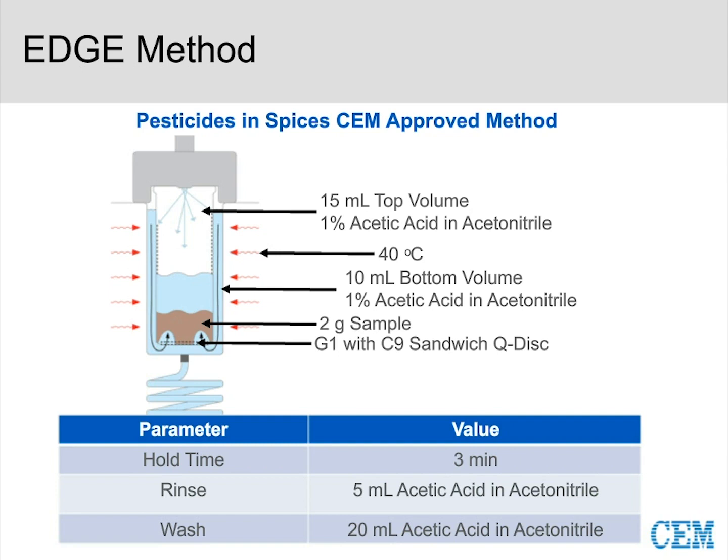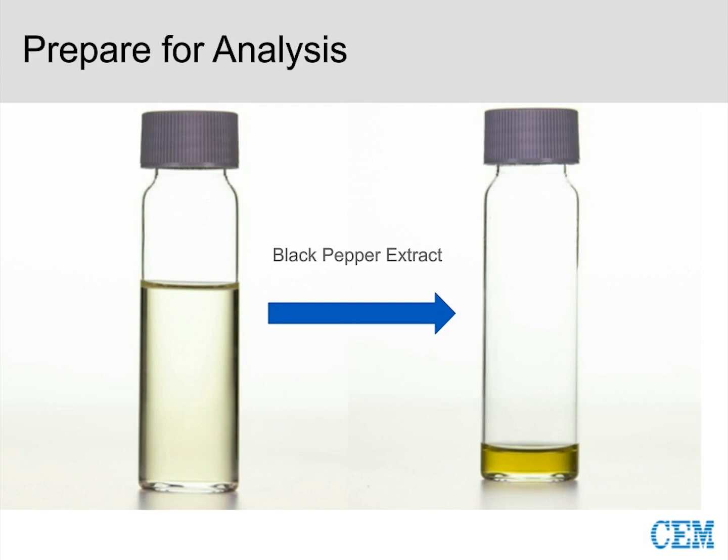So now we've got our extract. So you run this method, 7 minutes later, you've got your extract, and this is what it's going to look like. So this is just black pepper represented here in this picture. So I want to make a note here that when you move on to the analysis step, you need to know what your volume is, and there may be some minor loss of solvent during the extraction process. So you're either going to want to dilute up to a known volume or concentrate down to a known volume.